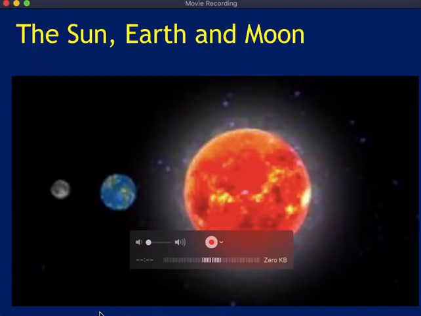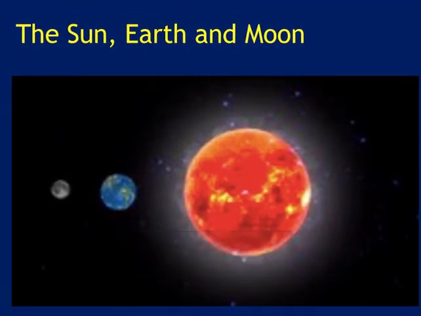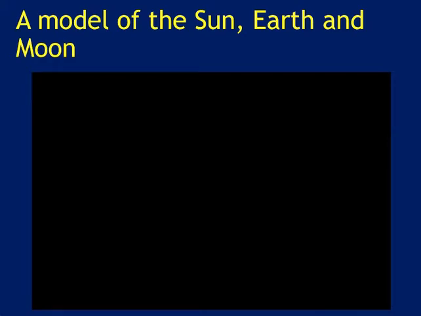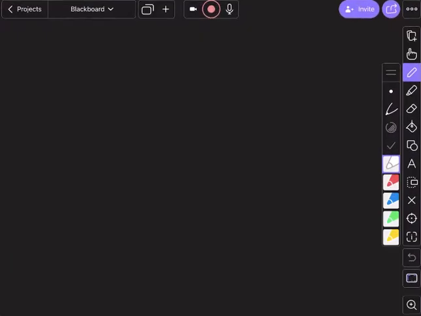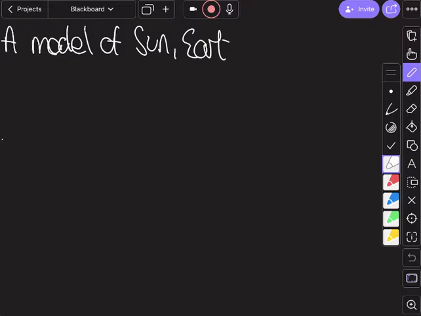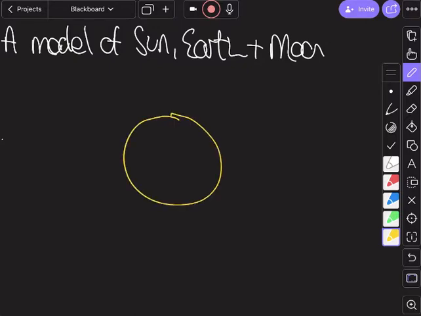Alrighty, I'm going to stop that there and go back to here. So we now have to draw a model of the sun, earth and the moon, and how they relate to each other. So we will draw our sun as a big yellow ball in the middle of our page. We will draw the earth as a sphere, and I'm going to mark an X where Ireland is.